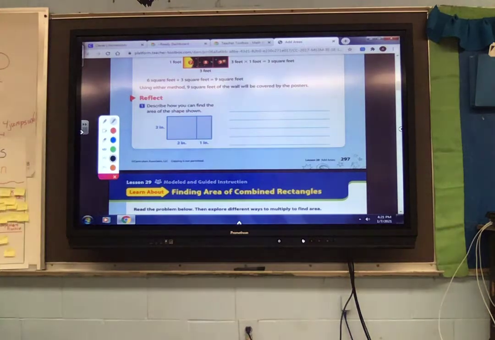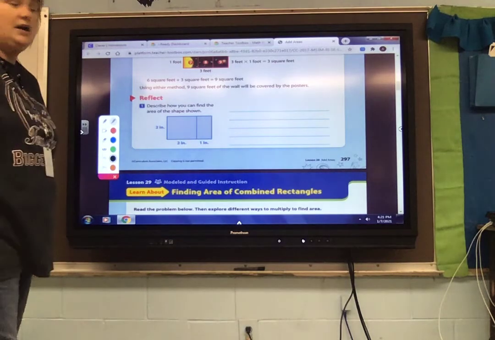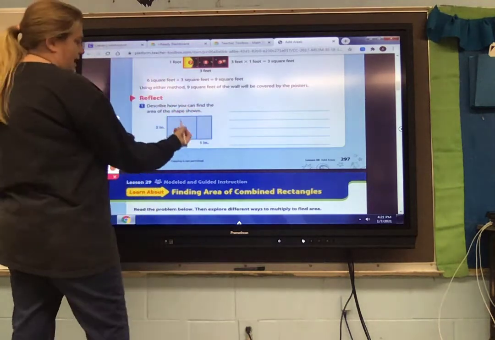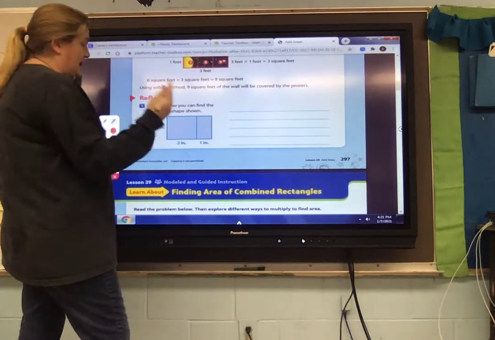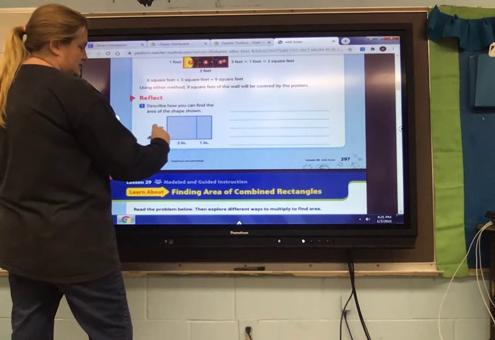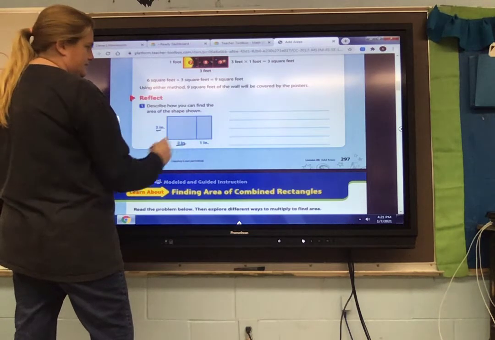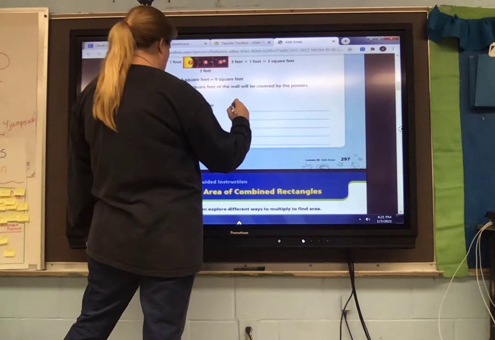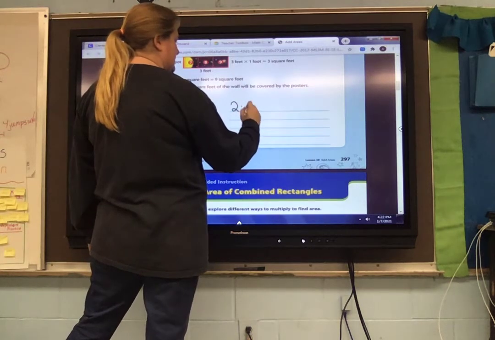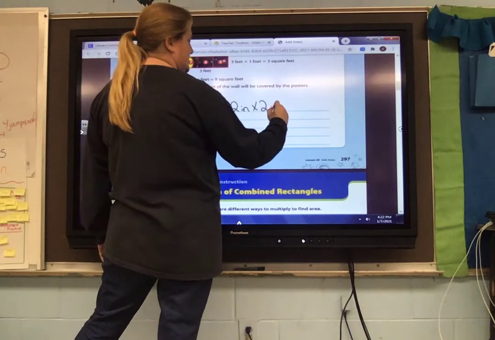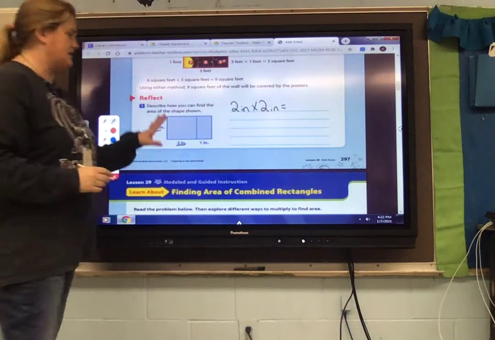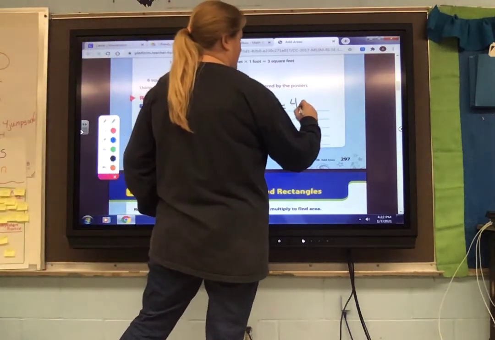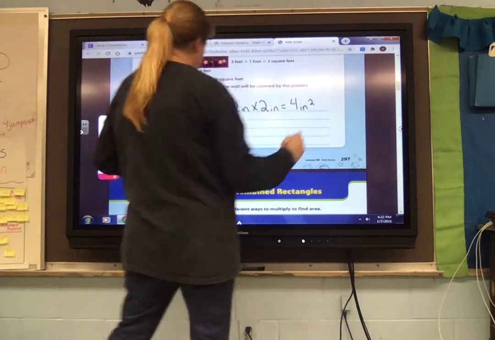Describe how you can find the area of the shape. So look at our shape. We have 2 rectangles. We'll call this rectangle A. So the first rectangle is 2 and 2. So we're going to first find the area of 2 inches times 2 inches. That's the first rectangle. And what is 2 times 2? 4. So that's the first one.